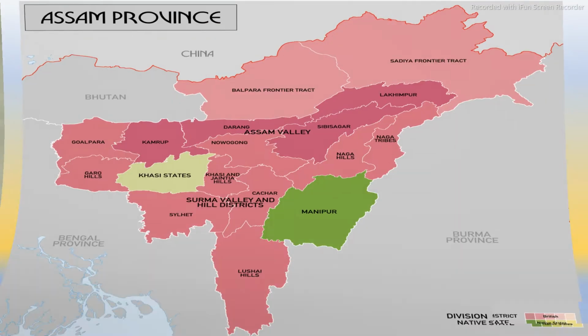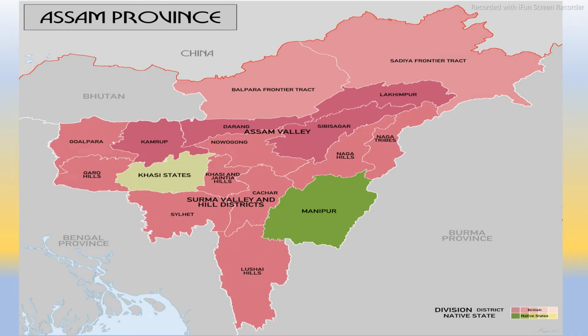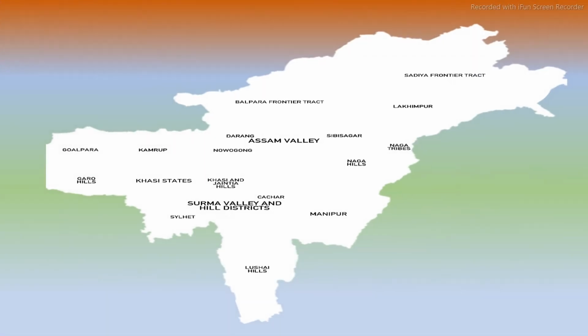For administrative convenience, the British divided the Brahmaputra Valley into two parts, Upper Assam and Lower Assam. Viewers, just look at the map. The Upper Assam division included the districts of Sibsagar, Lakhimpur, and Lower Assam division included the districts of Kamrup, Nagaon, Darrang.